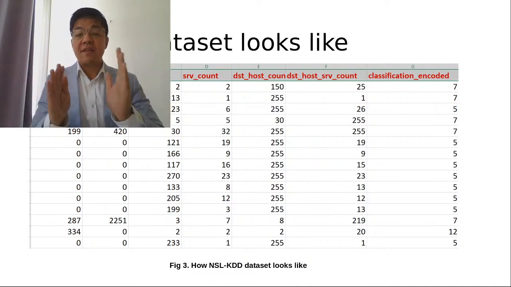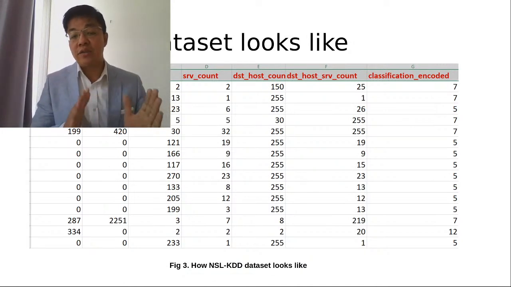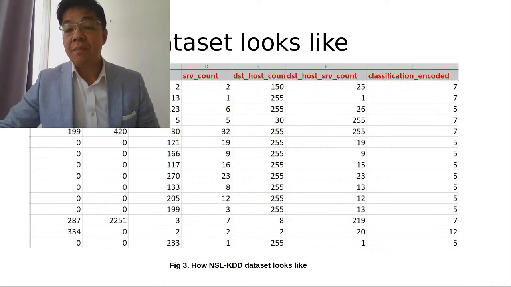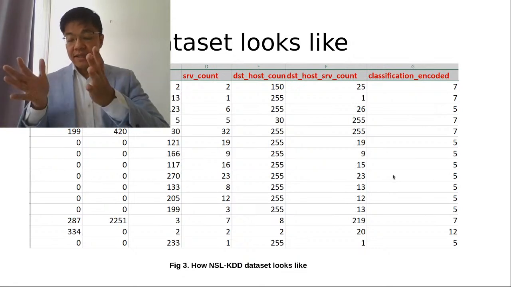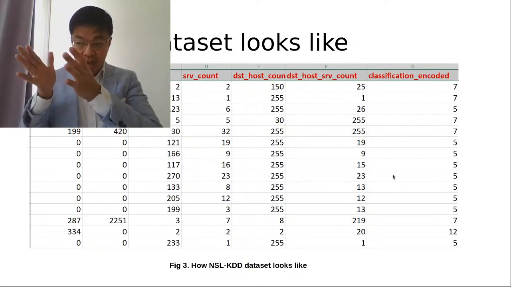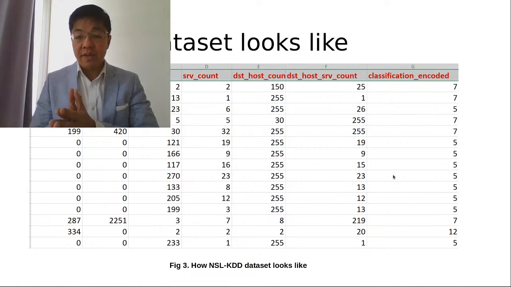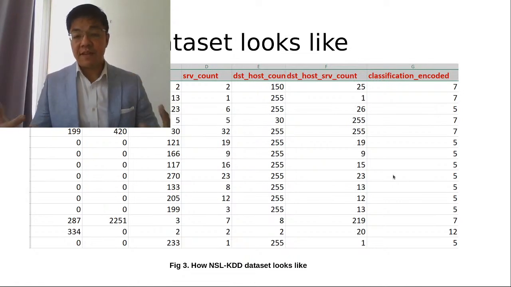So in this case, these are the 6 features that we are going to be looking at, and based on the features that we have, we are going to determine whether or not our target is experiencing a denial of service attack.